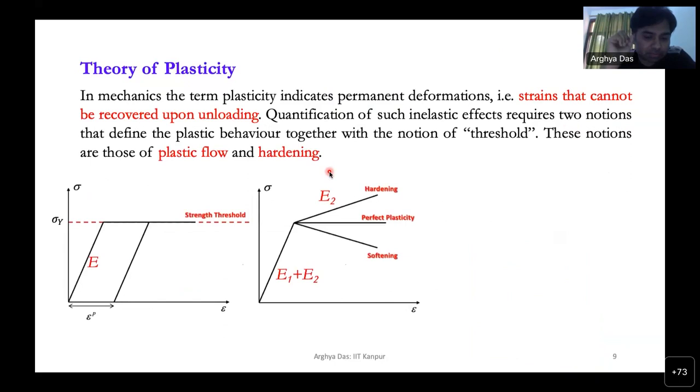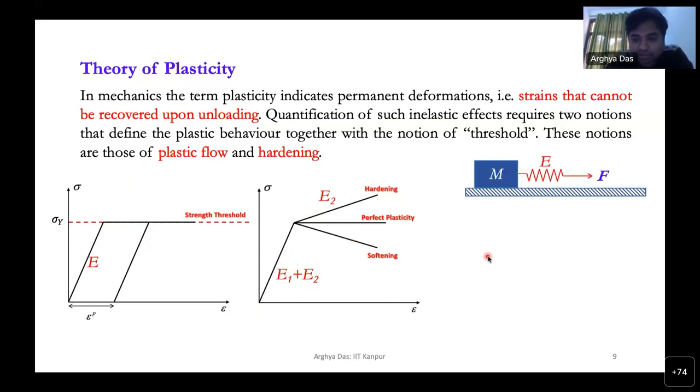In your undergrad understanding, you may have heard about the different types of responses for any material. These responses are not necessarily for soil; they can be for metals or any other material. We can idealize the stress-strain response beyond elasticity as either perfectly plastic, that means it goes elastic and then is followed by plastic, or it reaches the threshold and after the transition it may go hardening, or it may go softening. These behaviors can be easily modeled using a simple spring-slider system.